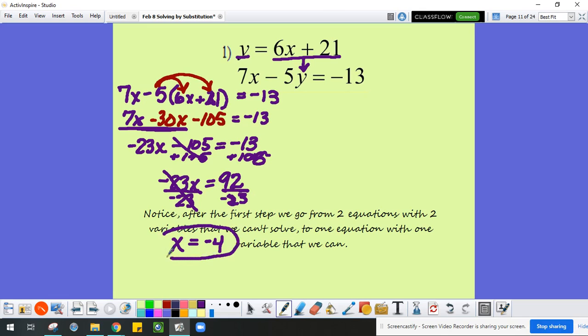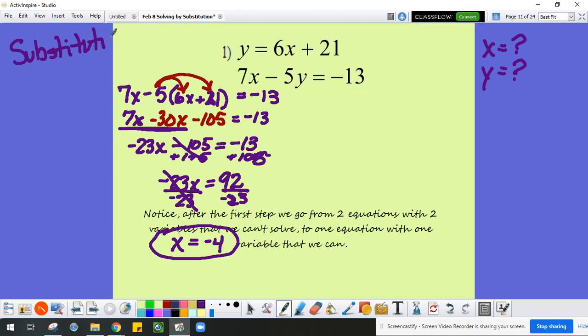Am I finished? No. I started out with two equations together, and in those equations, I did not know x, and I did not know y. So I have done some substitution. All that work, all I have so far is that x equals -4. I still need to get y. But remember, the name of the game is still substitution. So I can substitute again.